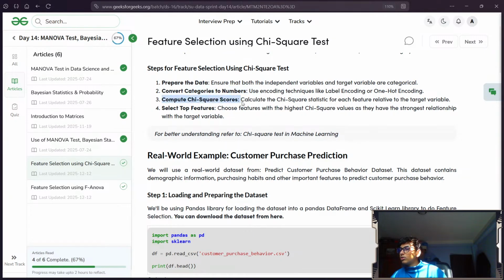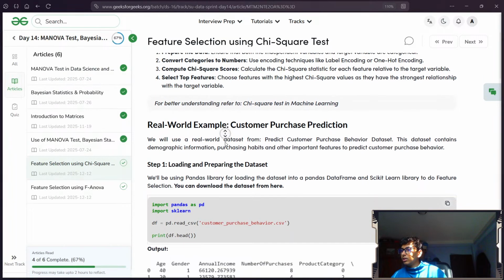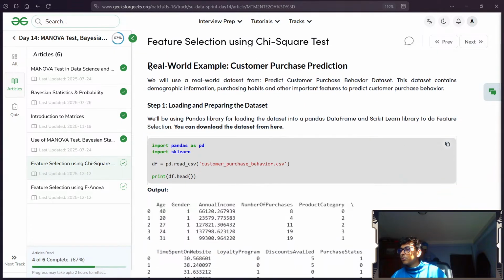Compute chi-square scores. Calculate the chi-square statistics for each feature relative to the target variable, and select top features. Choose features with the highest chi-square values as they have the strongest relationship with the target variable. For better understanding, refer to chi-square test in machine learning, which we learned in previous classes.